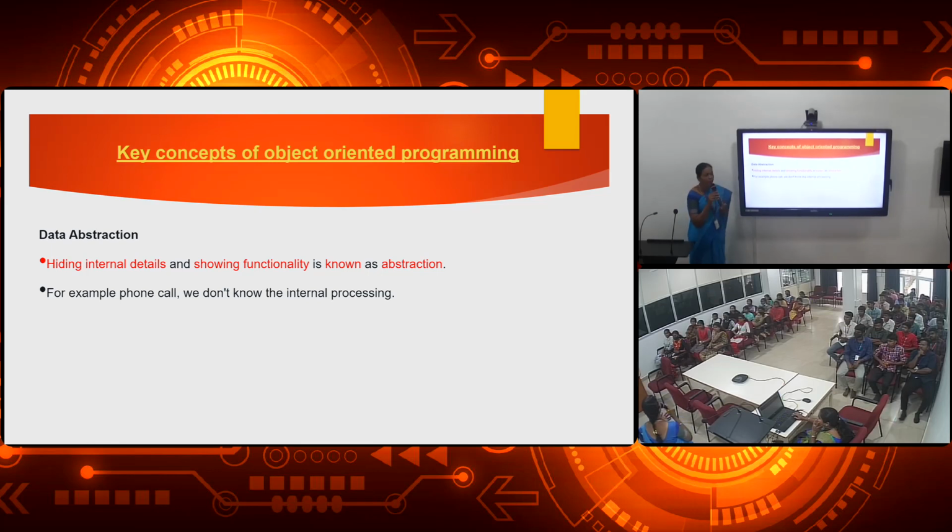Abstraction means hiding the internal details and showing the functionality, which means that the data is totally hidden from the outside world and cannot be accessed from the outside world. The data which is manipulated by the code only is bound into this one. So the implementation details are totally hidden from the outside world. This concept is known as data abstraction.